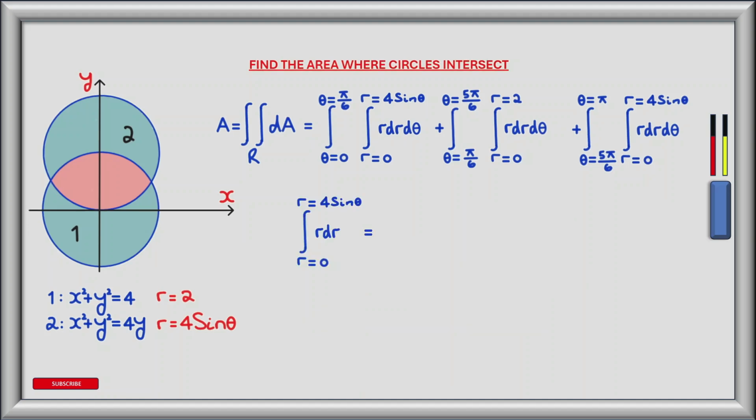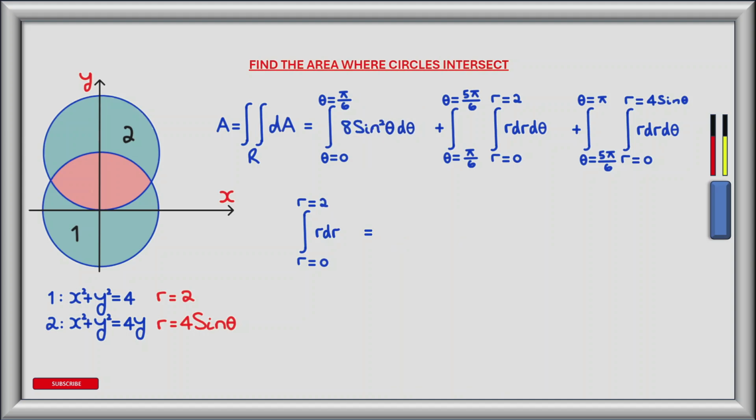We can now start evaluating the inner integrals. The first of these is the integral from r equals 0 to r equals 4 sine theta, r dr. Using the power rule, the antiderivative of this is r squared divided by 2, which we need to evaluate between 0 and 4 sine theta. Plugging in the values for r, we get 8 sine squared theta.